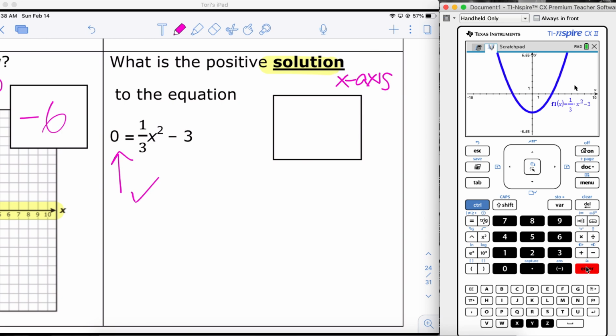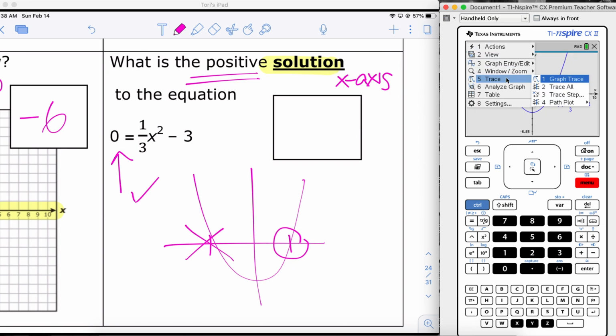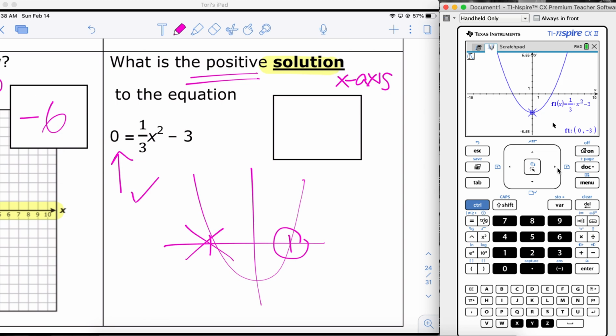Typing that in, it does not say that we want both of them. So if your graph looks like this, we don't want both of these. We do not want this one. We only want this answer. I only want the positive solution. So I would go menu, trace, graph trace, and I'm moving it over to see where it hits the x-axis. Let's see what that number is. Oh, we get lucky. It's a +3. So the only thing you would bubble in is the number 3.